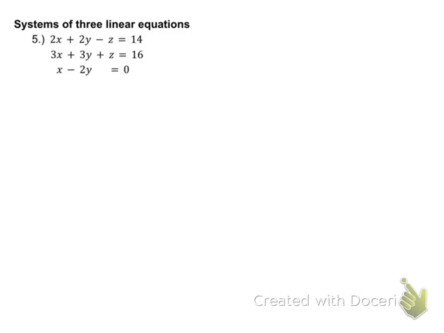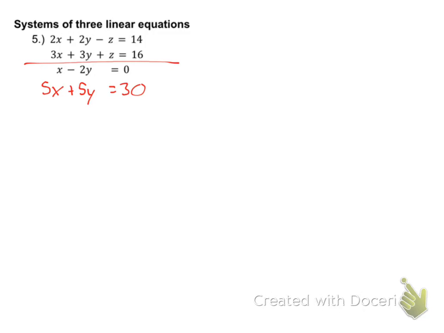Not both sides. If I took the first 2 equations and just add them down, right? 2x plus 3x is 5x. What's 2y plus 3y? 5y. Negative z plus z? Gone. There's nothing. And 14 plus 16? 30. Do you guys see that now I have a system with x's and y's? I have 2 equations, 2 unknowns. So you should be able to solve that.